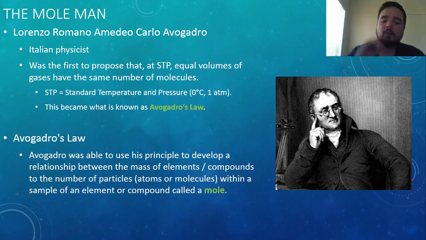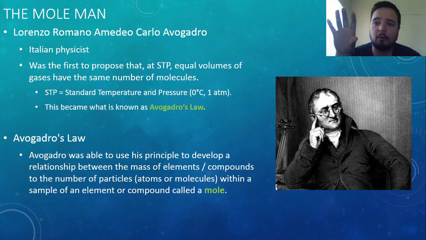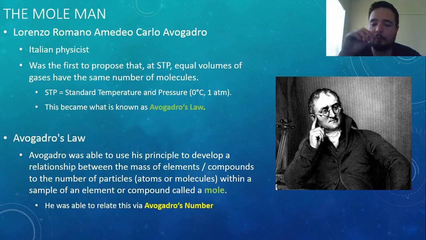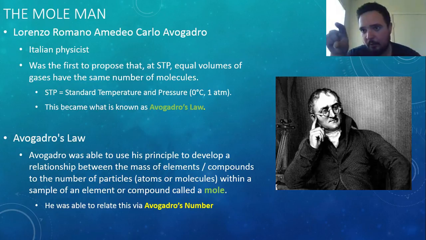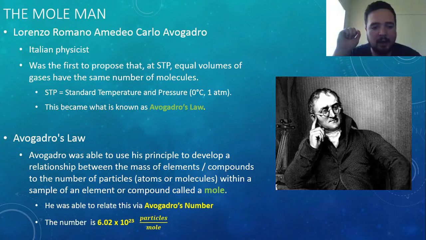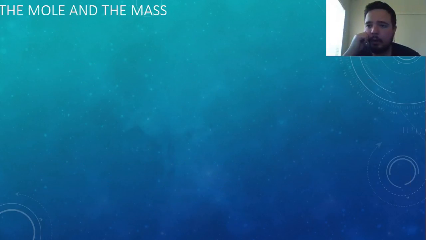Using Avogadro's law, he was able to develop a relationship between the mass of elements and compounds and the number of particles associated with that particular mass. With this, he called it the mole. He related this via a constant that he discovered, known as Avogadro's number. The number is 6.02 times 10 to the 23rd particles per mole. So particles over moles is the actual unit for it.